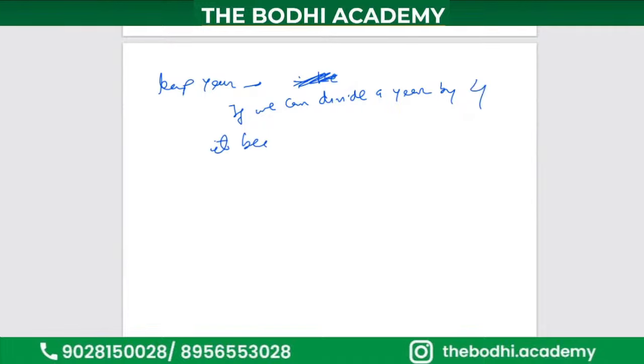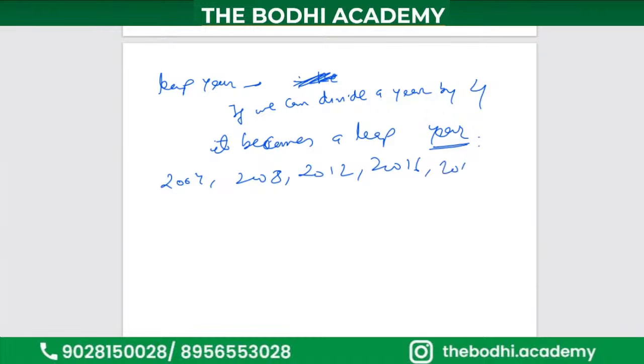Now, one more thing I want to tell you. That leap year. How to find a leap year? It's very simple. If we can divide a year by 4, it becomes a leap year. That means 2004, 2008, 2012, 2016, 2020, and 2024. All these are leap years.